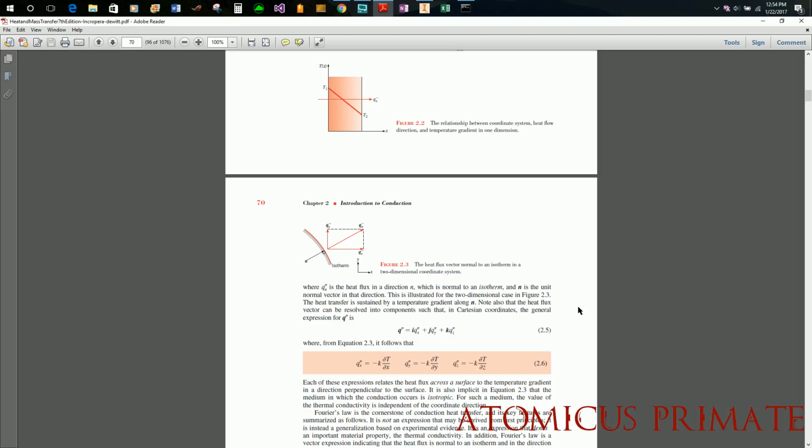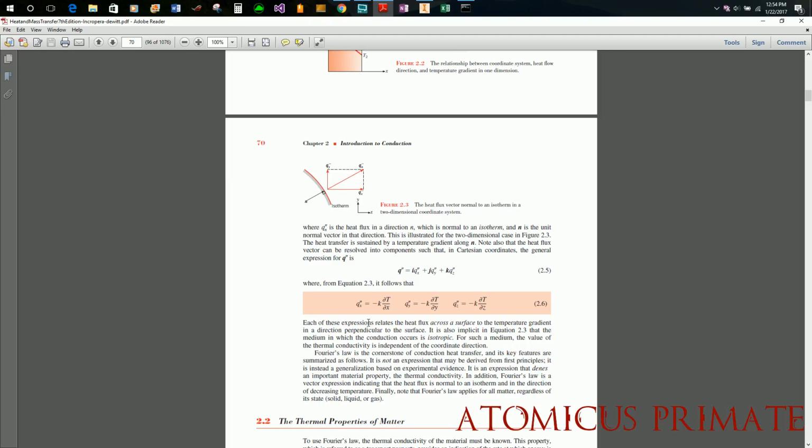We're in equation 2.3, it follows all of these same equations, but the first one goes for Q double prime sub x, y, and z, and it's Q double prime sub x equals negative k times partial T over partial x. I won't read the rest.